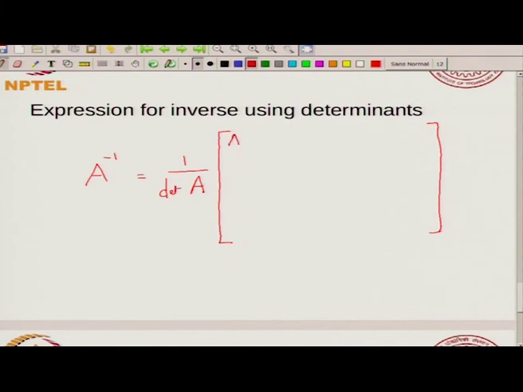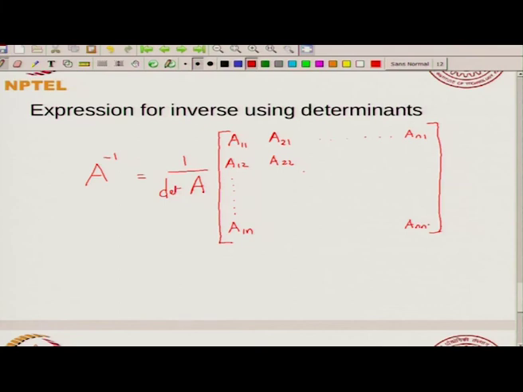So, the first element I will call A11. I am using the notation of capital A11. Then I will write A21 here, and A12 here, all the way up to A1n, and here I go all the way up to An1, A22 and all the way up to Ann.